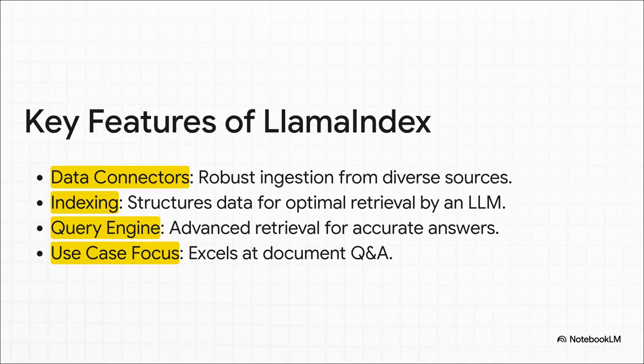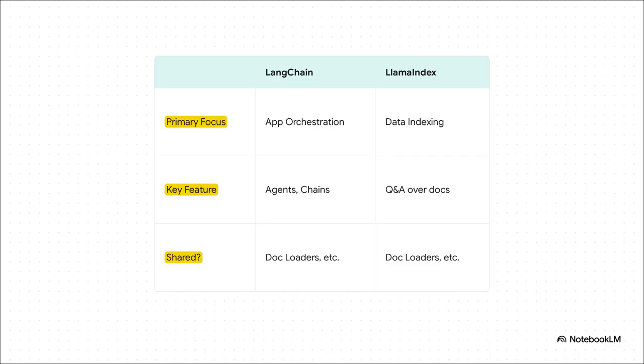It's got this huge library of connectors to pull in info from basically anywhere. PDFs, CSVs, APIs, whatever you've got. But here's the real magic. The thing it does better than anyone is how it indexes that data and then uses these super advanced query engines to find the exact little piece of context the LLM needs to give you a great answer. So you see, they're not really competitors.